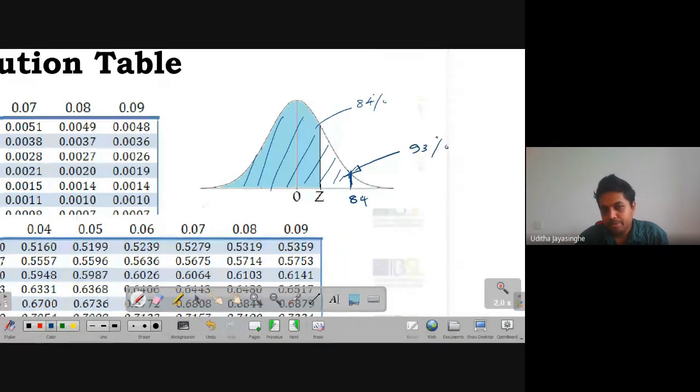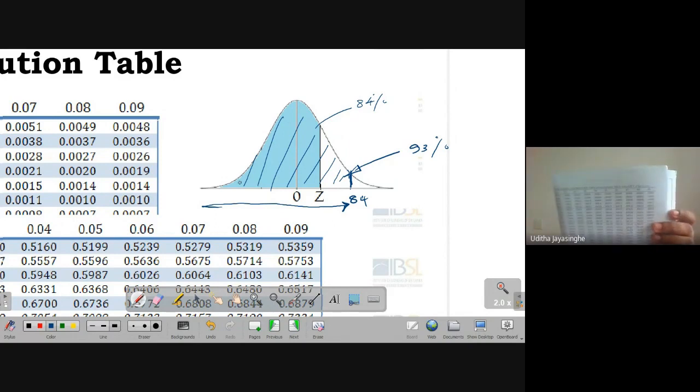So always remember the fact that this is the area to the left of the curve, and that is clearly given even in the text in your exam paper table. Read it carefully. It says standard normal distribution table values represent area to the left of the Z score. Never get confused that the values are from both sides. All values that you're going to get are to the left.